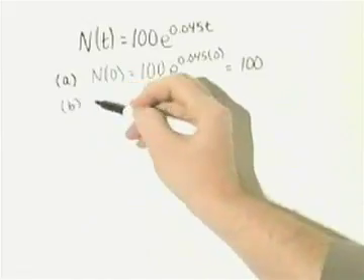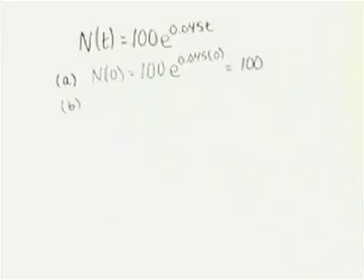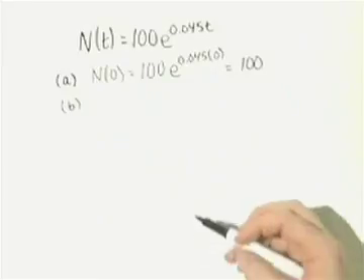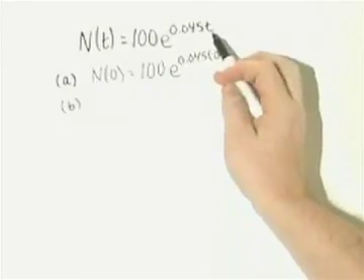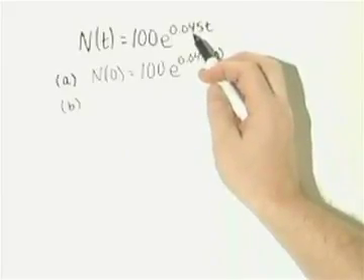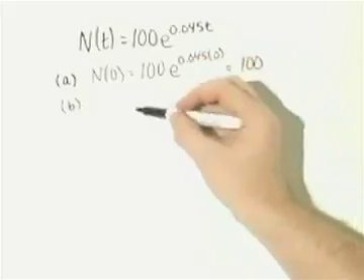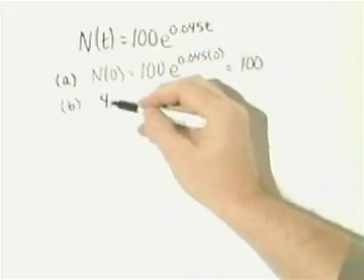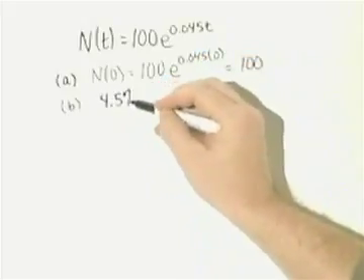The next thing that we want to do is identify the growth rate. The growth rate of the population is given by the coefficient of t in the exponent. So the growth rate is 0.045. If you want to express this as a percent, we could say that the growth rate is 4.5%.